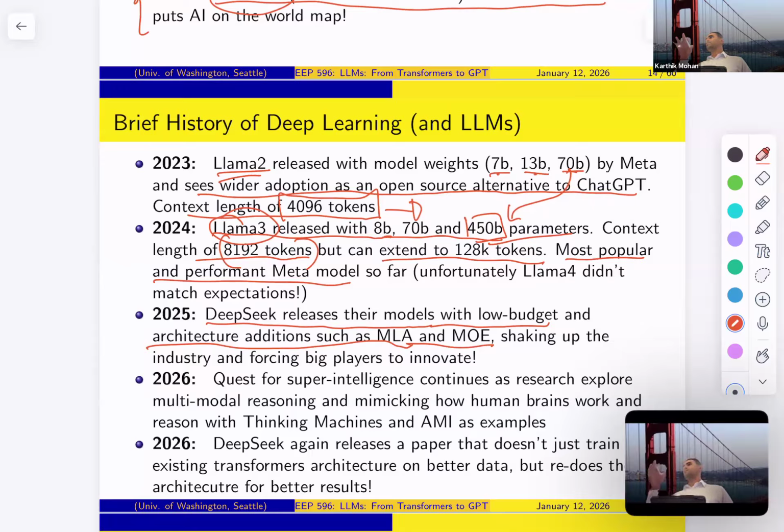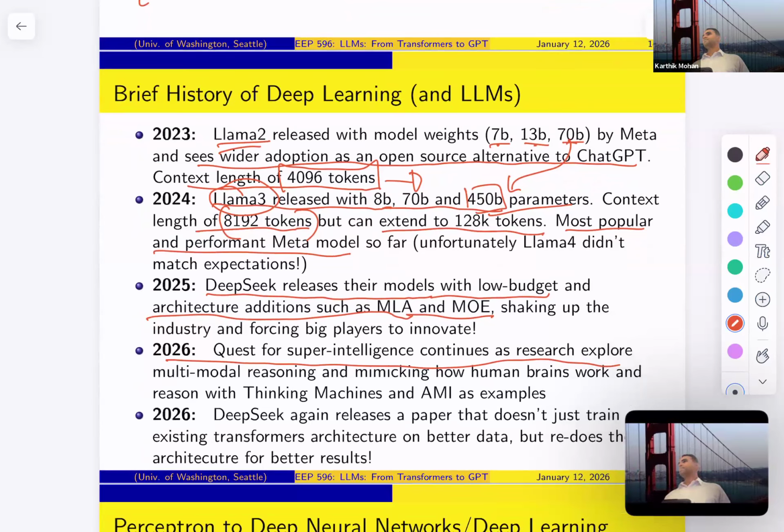So it changed the path of Google and Gemini, and they're like, oh, we need to actually go back to our drawing board and see how we need to innovate better. Even though we are a big tech company, we cannot be lagging behind these kinds of disruptions, right? And 2026, I think we spoke about it. There is more of a quest for superintelligence beyond just LLMs, with a focus on multimodal architectures and exploring multimodal reasoning and mimicking better how the human brain works. Companies like Thinking Machines, which is Mira Murati spinning off from OpenAI, and AMI, Yann LeCun spinning off from Meta, are a couple of examples.